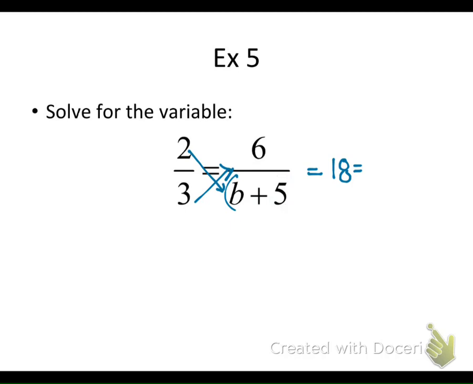Yay. So there's 2 ways that you can write it. One, you can write it like you're distributing. So you could write it as 2 times B plus 5. Or you could write it as 18 equals, okay, what's 2 times B?